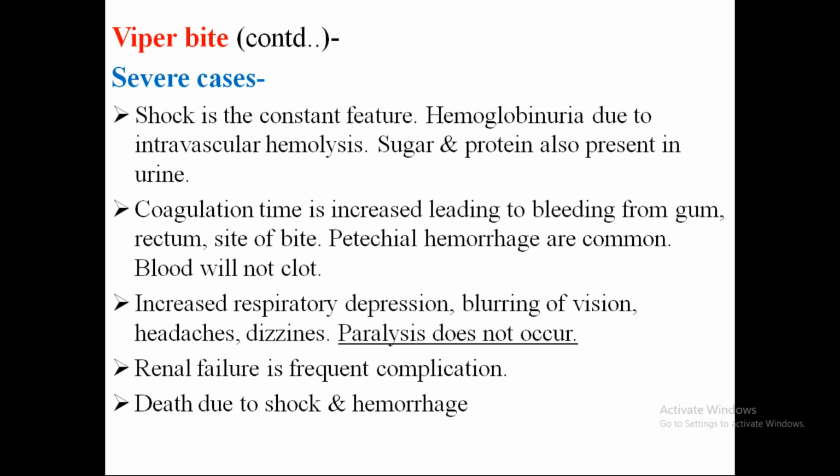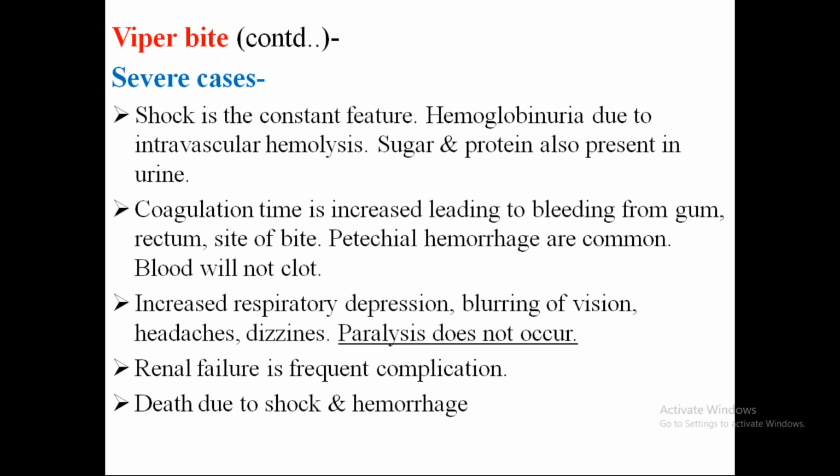Krait bite: there is no swelling, no burning pain, and the rest of the features can be there. There can be albumin in urine. And then viper bite, local symptoms: there is swelling, redness, and oozing of blood. Importantly, there is extensive necrosis at the bite site. Further, if you wait, it can form into a blister after 12 hours.